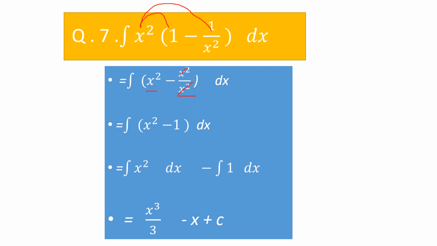Now please take the integration symbols separately for both these terms. The answer is integration of x square dx minus integration of 1 dx. What is the integration of x square? I have already told you, for x power n, the integration is x power n plus 1 upon n plus 1. So here 2 plus 1 is 3, and so 3 will also come in the denominator. Your answer is x power 3 upon 3. Now what is the integration of 1? The answer is x. This minus sign will get copied as it is. The answer to the given question will be x power 3 upon 3 minus x plus c.